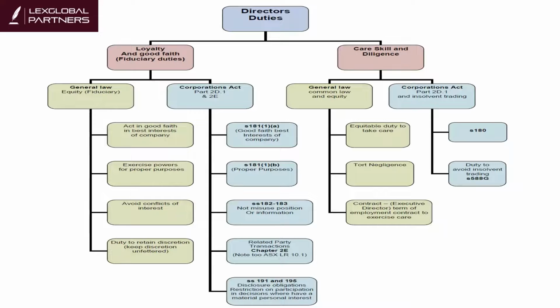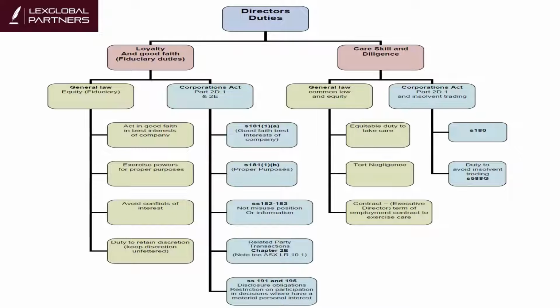So under general law, common law, we have: act in good faith in the best interest of the company, exercise power for proper purposes, avoid conflict of interest, and the duty to retain discretion, or keep discretion unfettered. The Corporations Act is pretty similar: section 181, subsection 1A, good faith, best interest of the company, then proper purposes, not misuse position or information, related party transactions, which is kind of similar to conflict of interest, and disclosure obligations. That's in case a director's information is required, they have to disclose it, or they have to disclose if they have a conflicting interest.